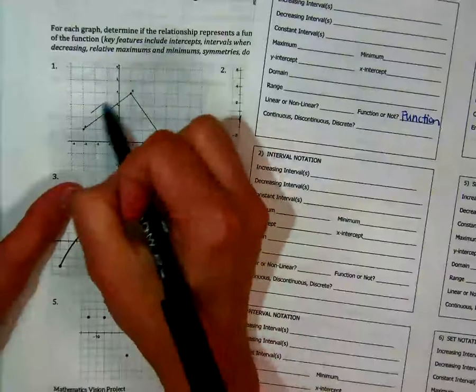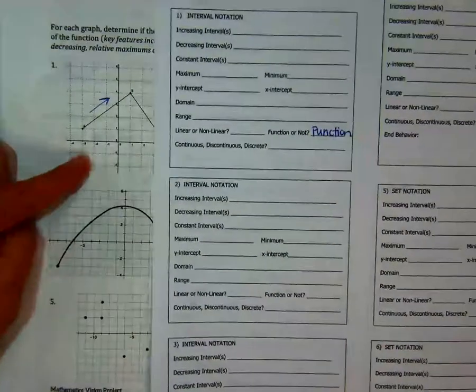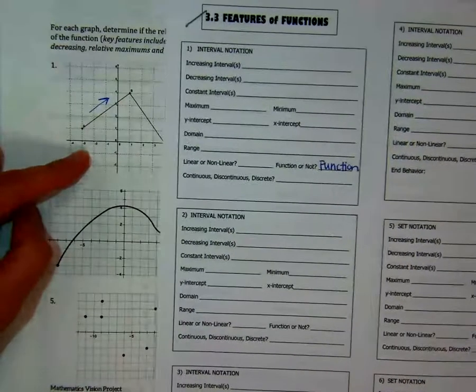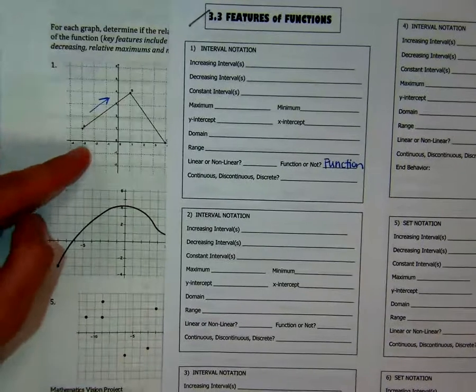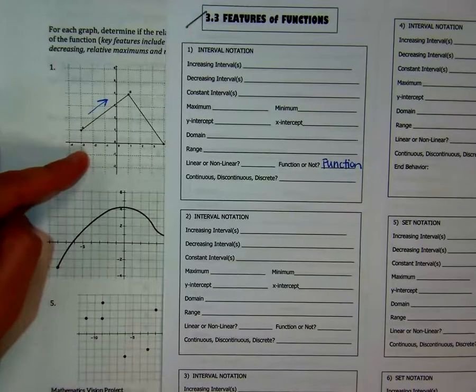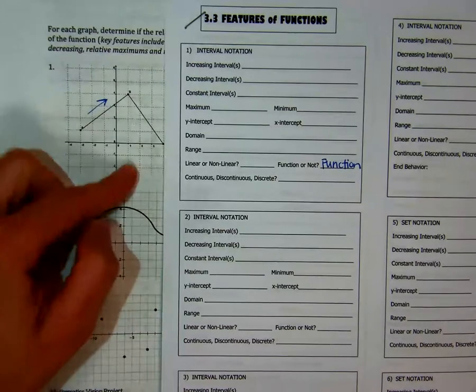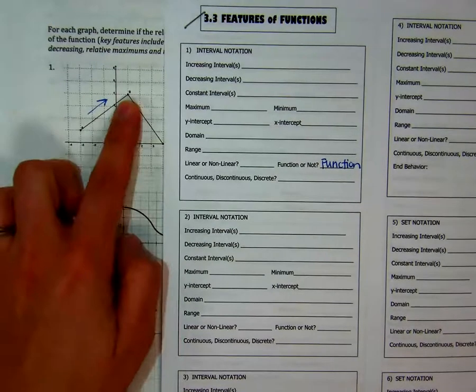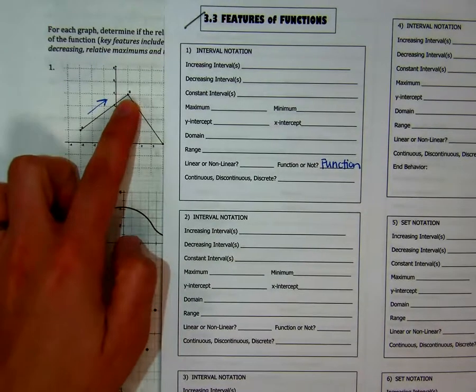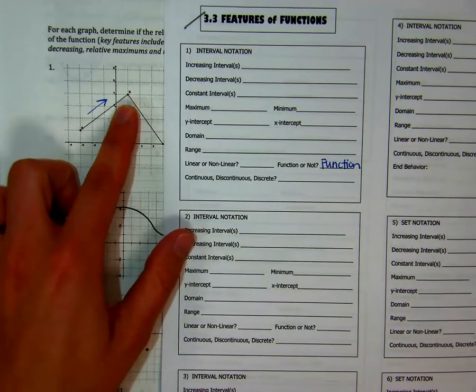So let's talk about where it's increasing. It's increasing along the graph here. It increases from negative 3 to positive 1. Negative 3 is the input, the starting point, endpoint, so that's fine to use as a bracket. And then 1 is your stopping point, not increasing or decreasing at that point, so we're going to use a parenthesis or a soft bracket.